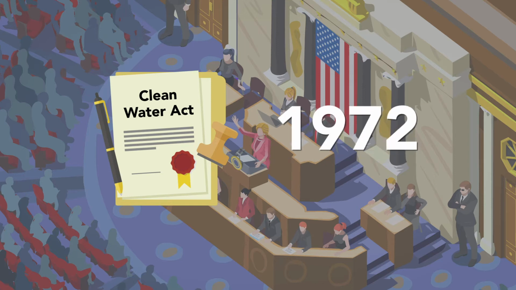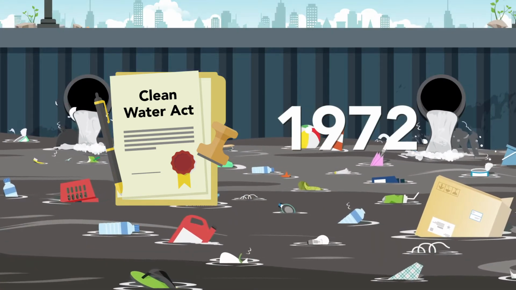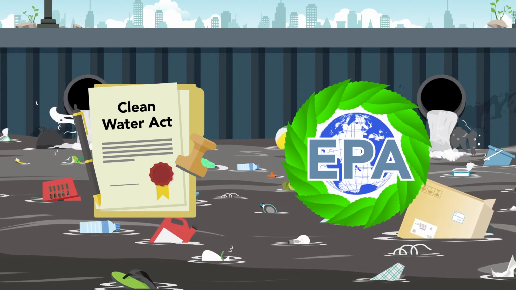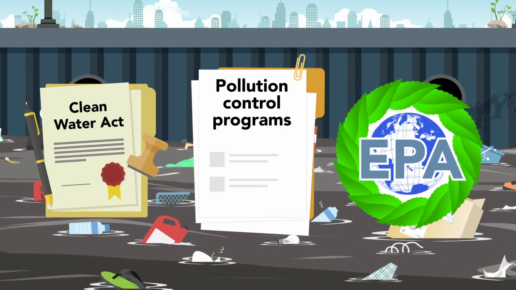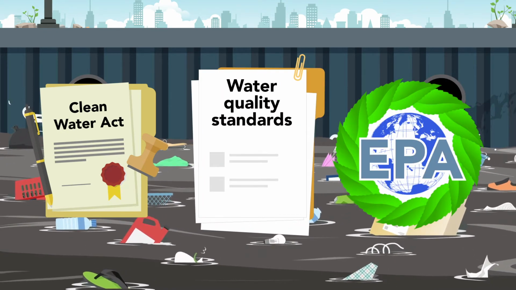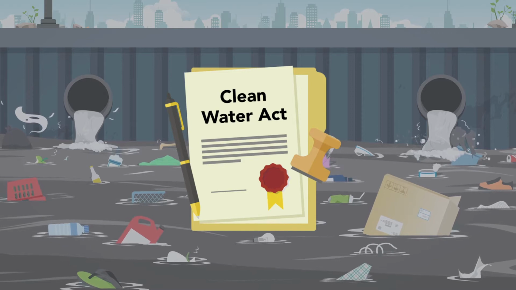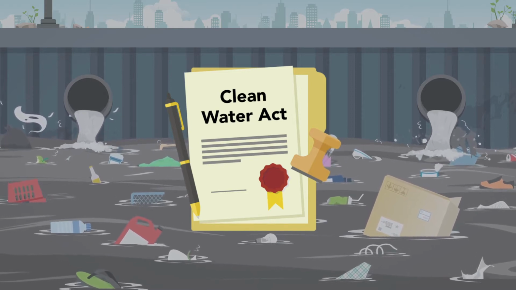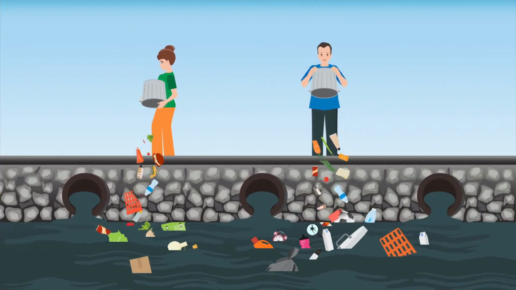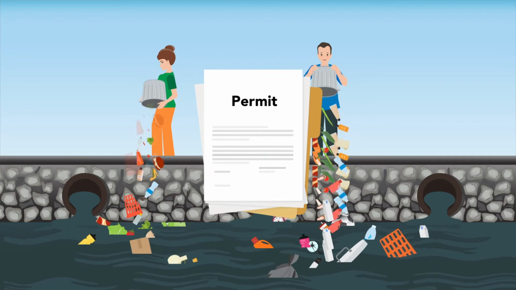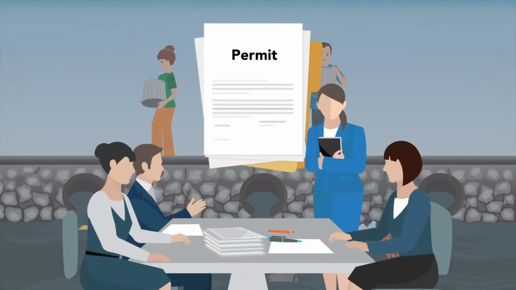This updated law established the basic structure for regulating harmful waste in the waters of the United States and allowed the Environmental Protection Agency to create pollution control programs and set water quality standards for all known contaminants in surface waters. Perhaps most importantly, the Clean Water Act made it illegal for any person to dispose of any pollutant from a point source into open waterways except as allowed by permit granted by the appropriate federal or state agency.